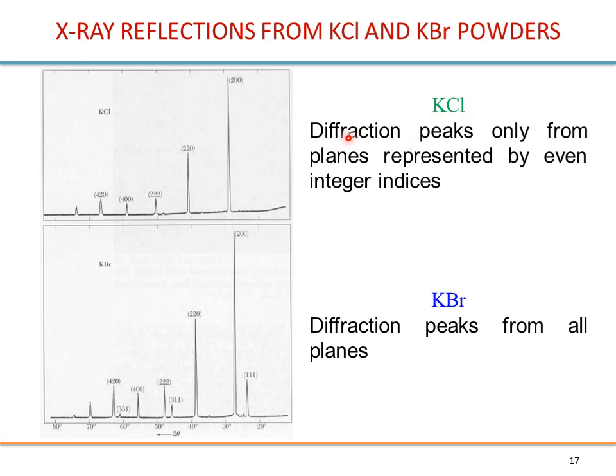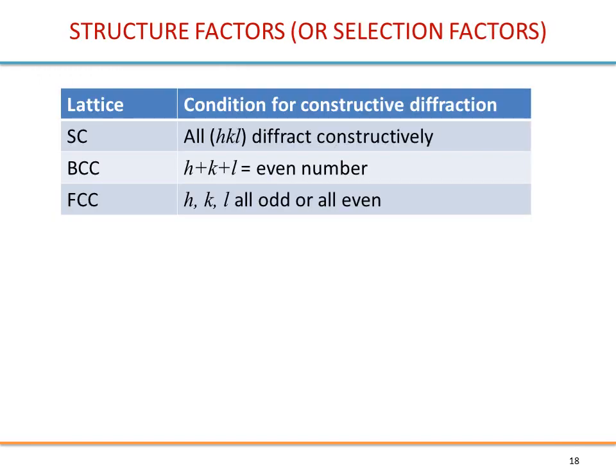Alright, so for example here KCl diffraction peaks only when placed by even integer. Okay, and KBr has more peaks. Alright, so now first let's see the conditions for different lattices. So we have just in the FCC, and in that case H, K, L are all odd or all even. If you make the calculation for BCC, you get the sum HKL even number, otherwise 0.